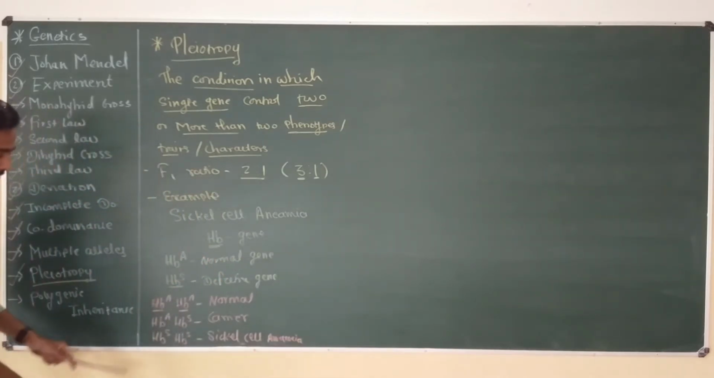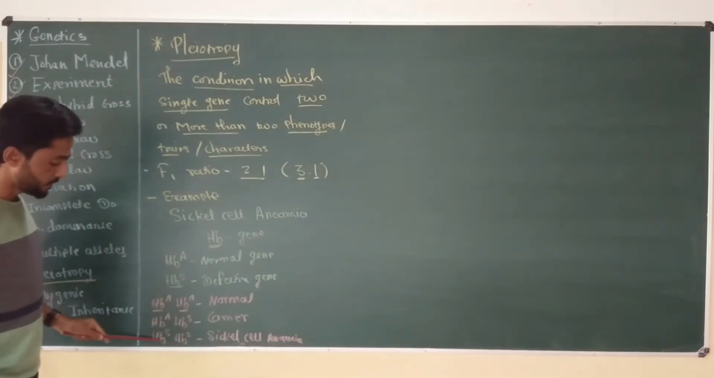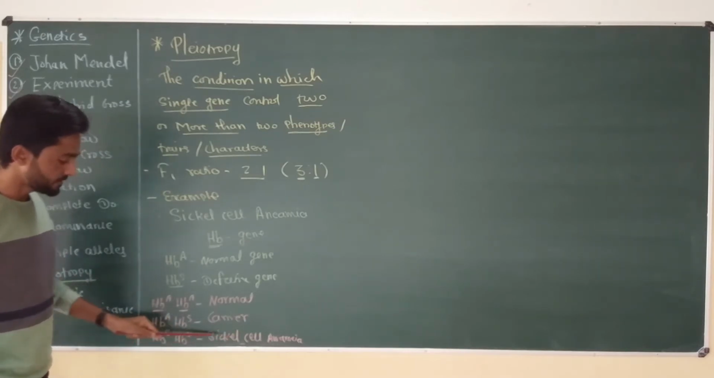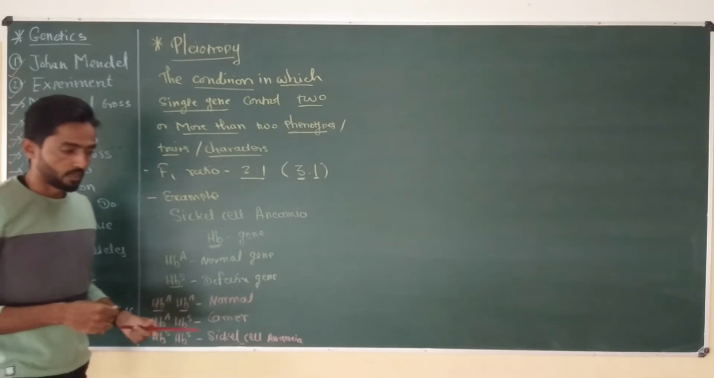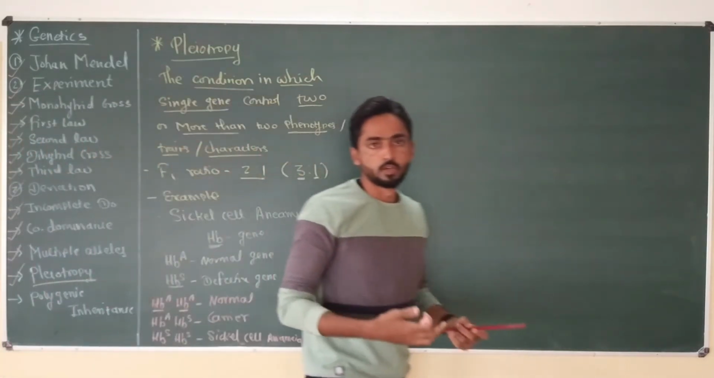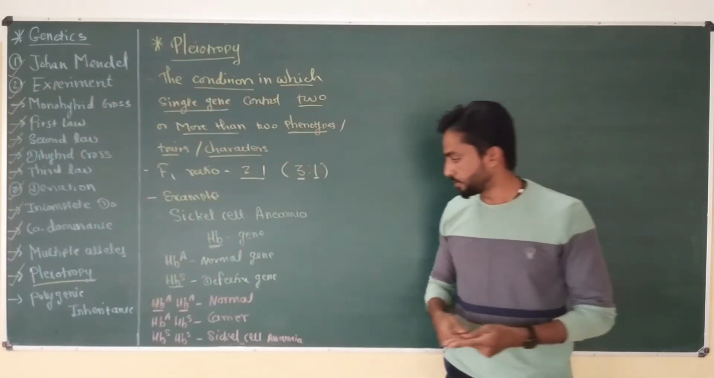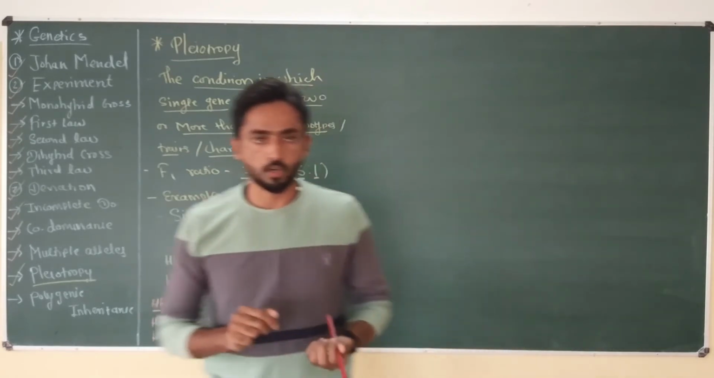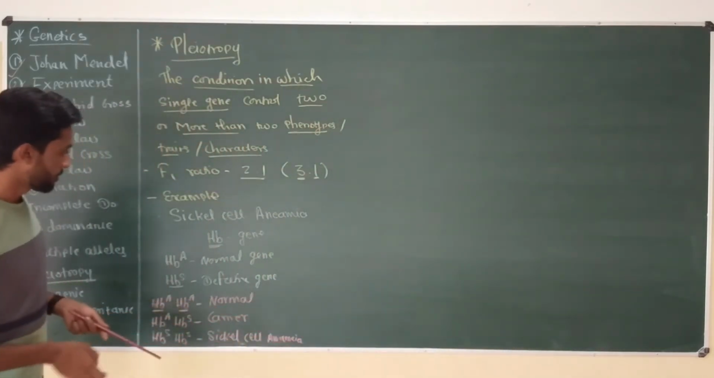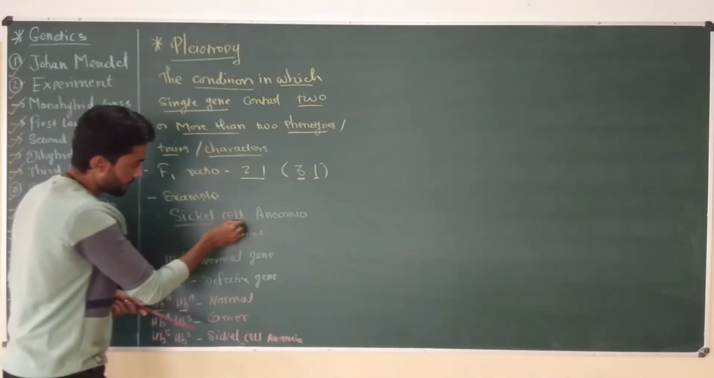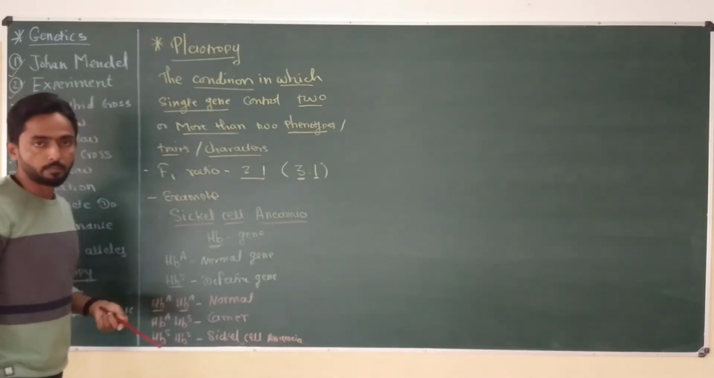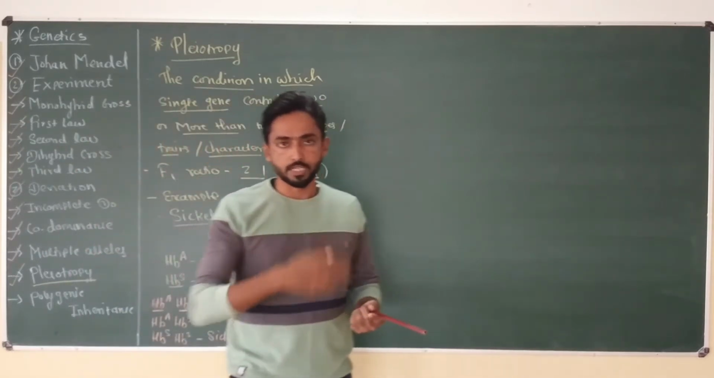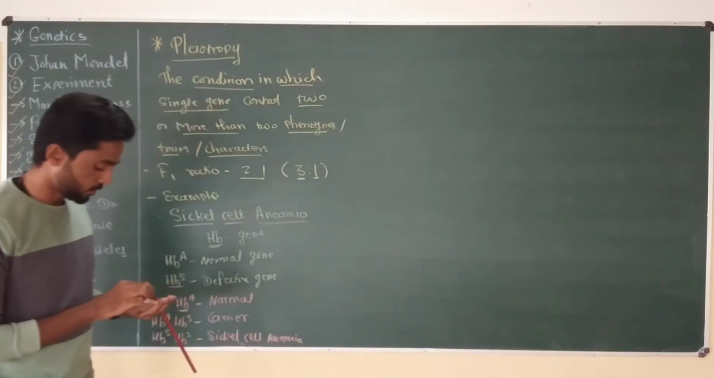Okay, so HBS genotype is responsible for the actual disease, and the disease is literally fatal. The child cannot survive for longer duration due to the disease. Okay, now in this video we're going to talk about two important things. Number one, sickle cell anemia, and number two, how exactly this gene is inherited from generation to generation.